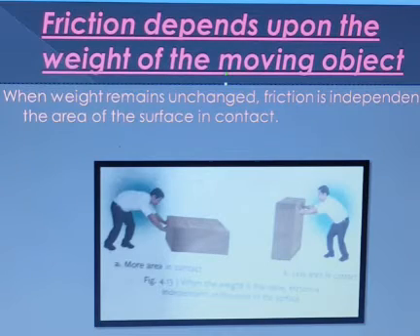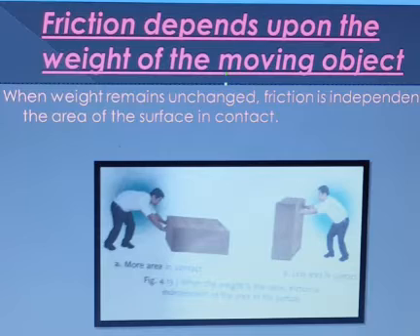Now, the second topic: friction depends upon the weight of the moving object. In this figure, we can see that two boxes are placed on the ground in different positions, but the force of friction acting on them will still remain the same. Both boxes are the same weight.